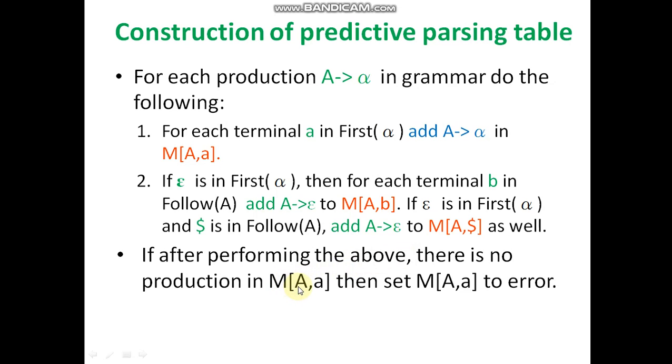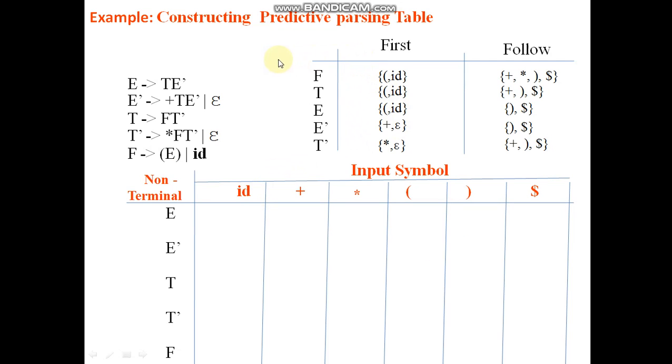If after performing the above two steps there is no production in the capital A row and small a column, then set that entry to be an error entry. So these two rules are important for constructing the predictive parsing table. Obviously, for constructing this predictive parsing table using these two rules, we should be able to find the first and follow sets, and we have already seen how to find the first and follow sets.